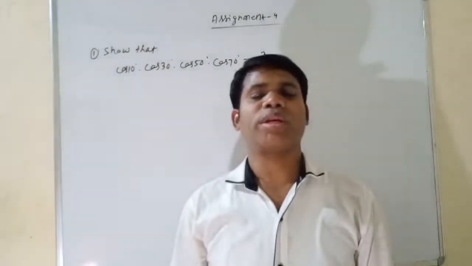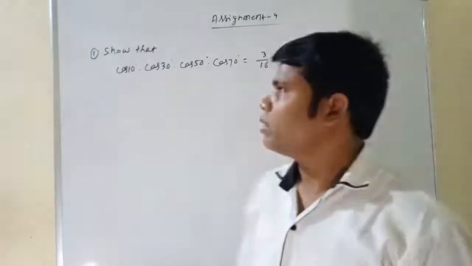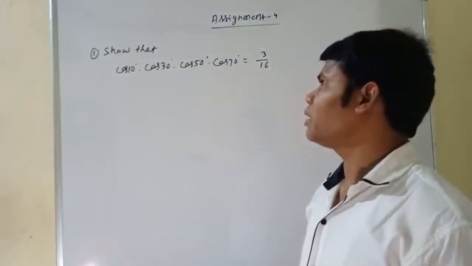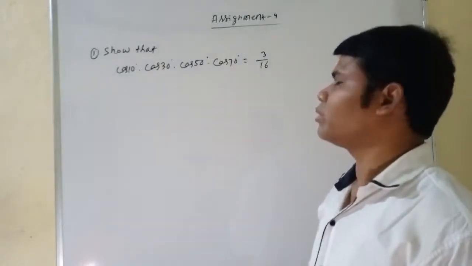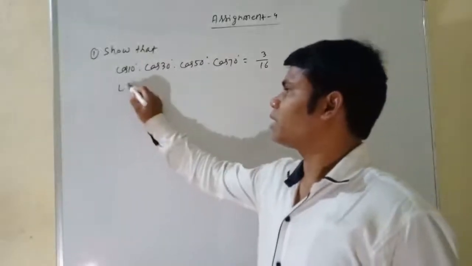I am Pavitra Monaik. Today I need to discuss some problems of trigonometry. The question is given: prove that cos 10 degree, cos 30 degree, cos 50 degree, cos 70 degree is equal to 3 by 16. Okay, at first you take LHS.